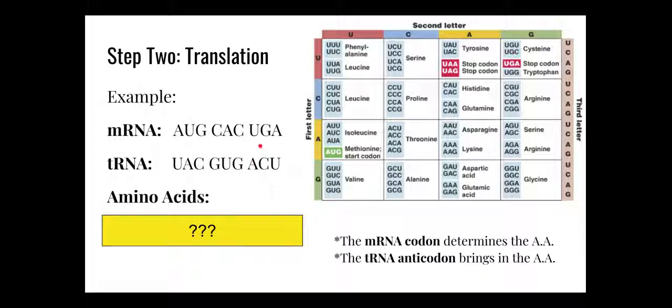I want you to try the third one on your own. So look at your third codon, your third set of 3 nucleotides, and I want you to look for what amino acid this codes for. Pay attention to the first letter, then the second letter, then the third letter, and write down what kind of amino acid or what kind of codon we're looking at here. Take a couple minutes, pause the video, and work on that.